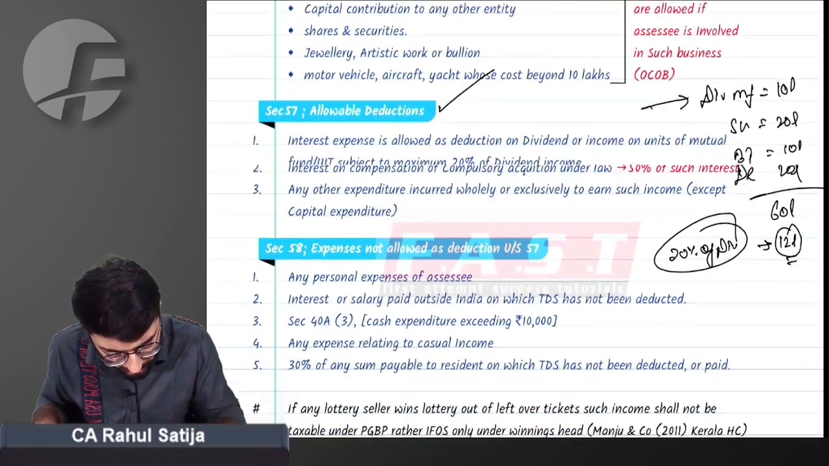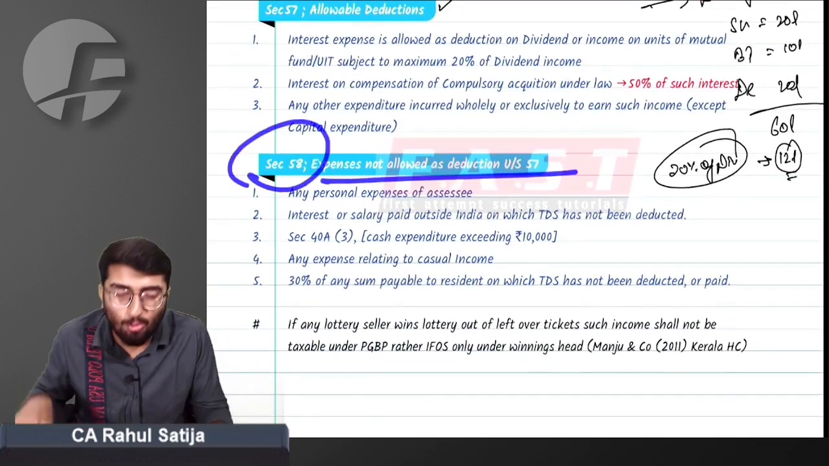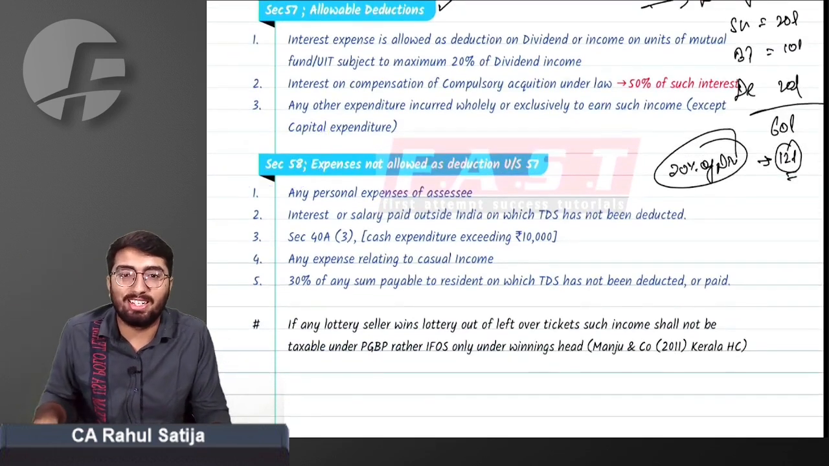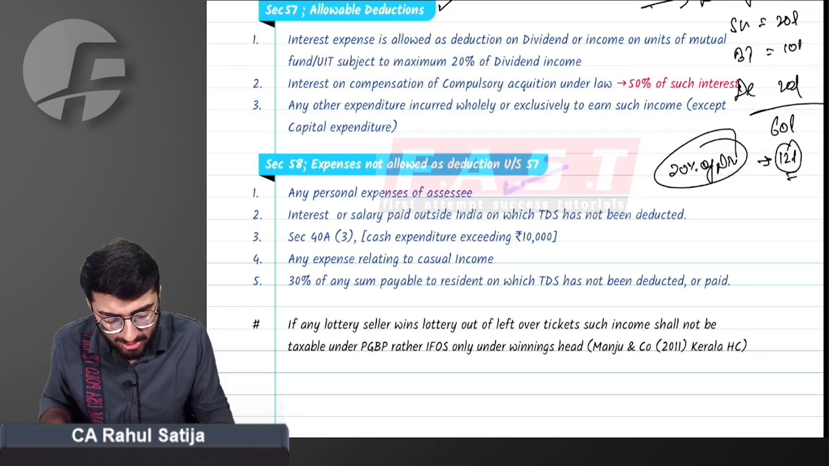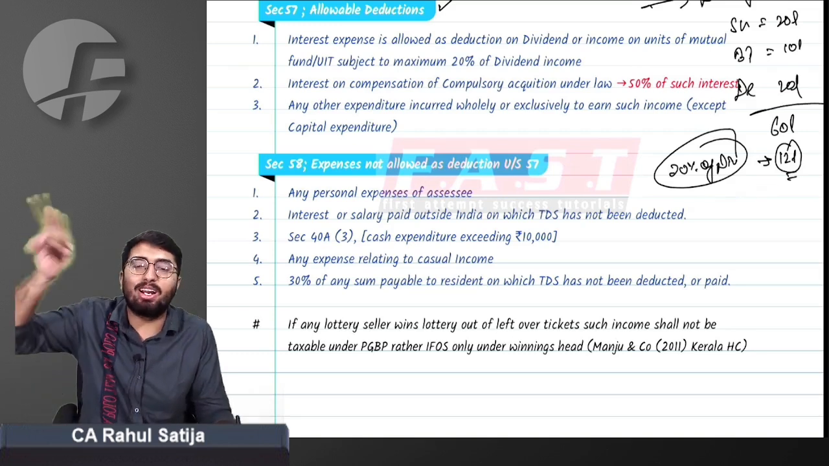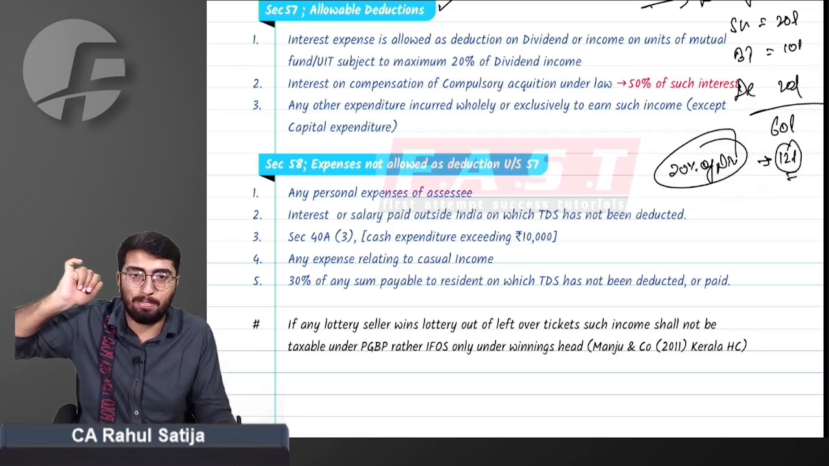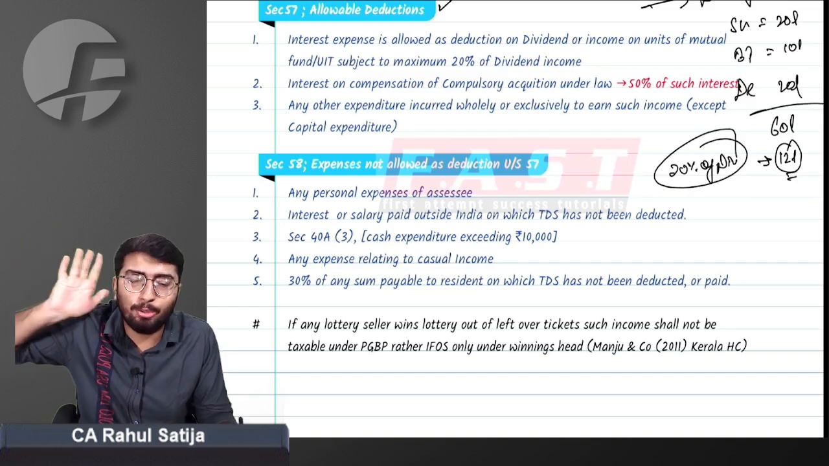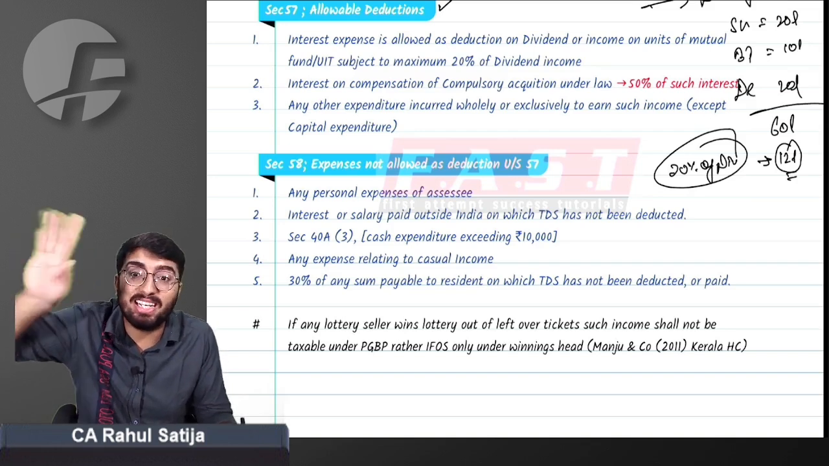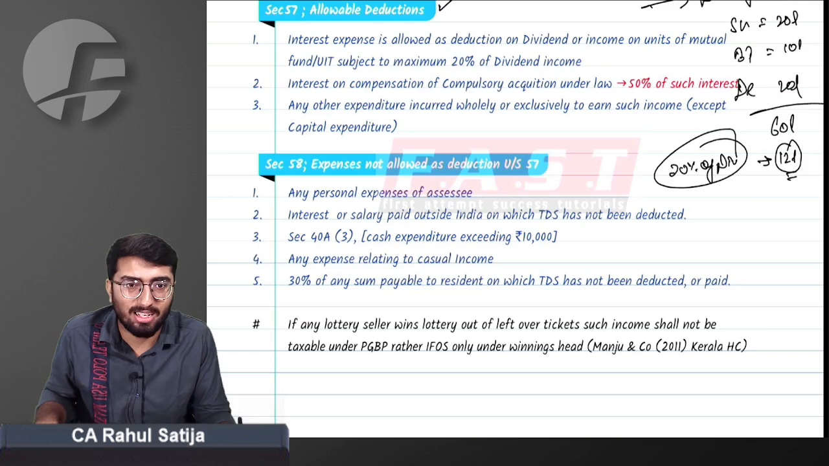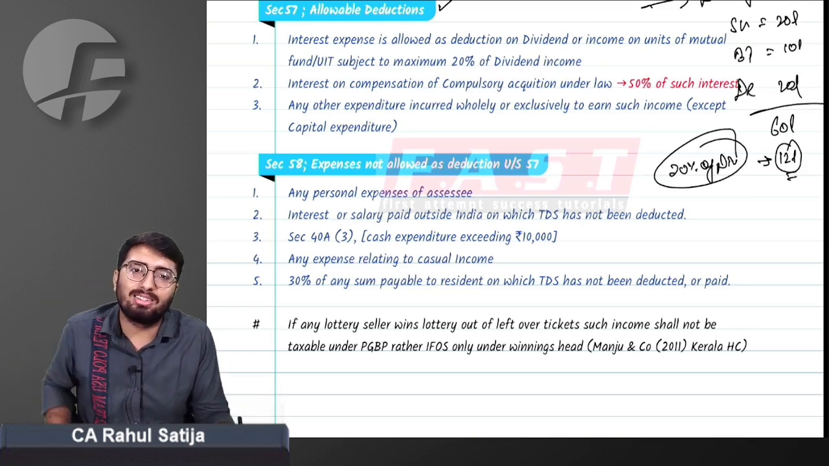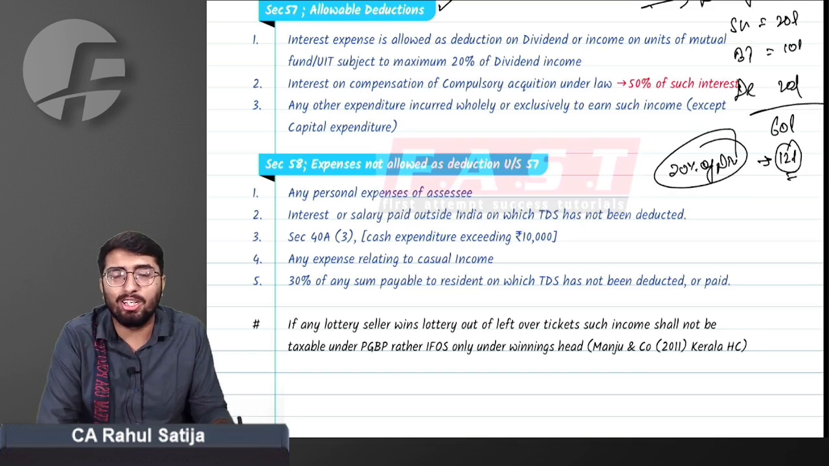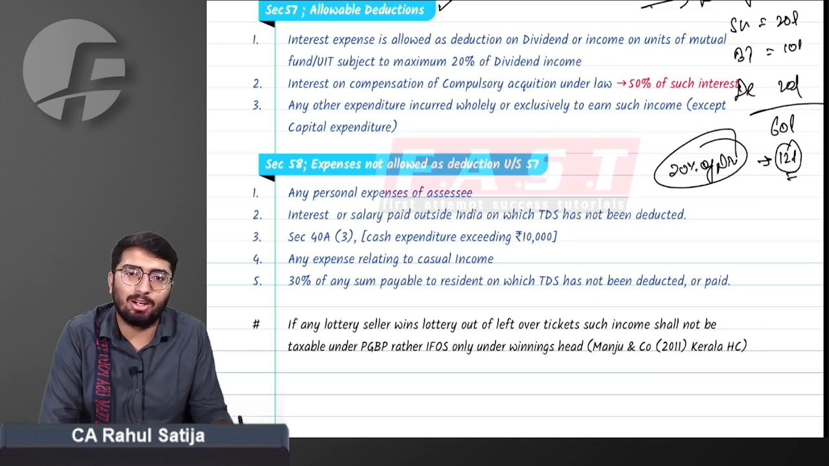Then section 58 says what all expenditures will not be allowed as deduction. First of all, any kind of personal expenditure will not be allowed. Second thing, if you are paying any money to a person outside India, which was liable for TDS, and you did not deduct TDS on that, then it will not be allowed as deduction. 100% will not be allowed.